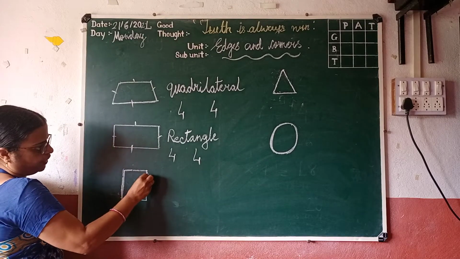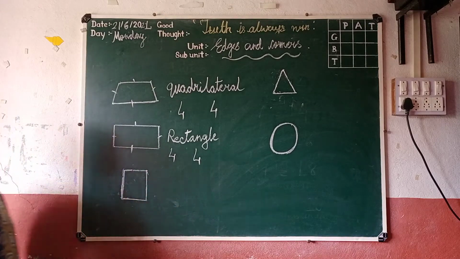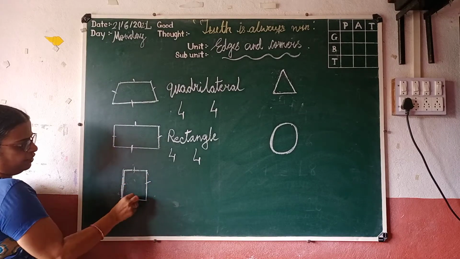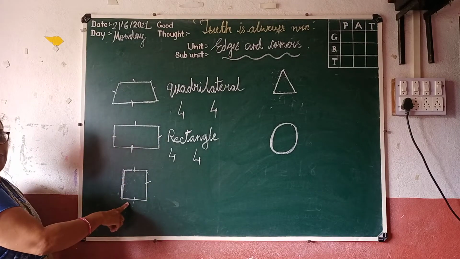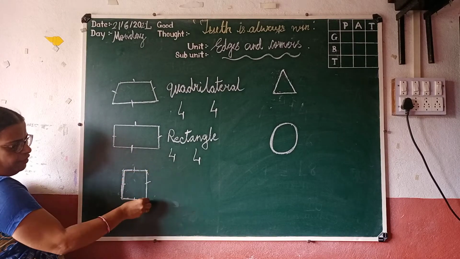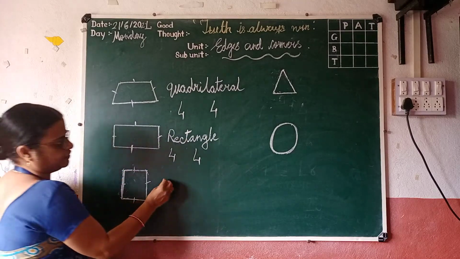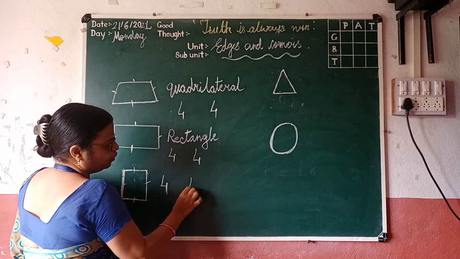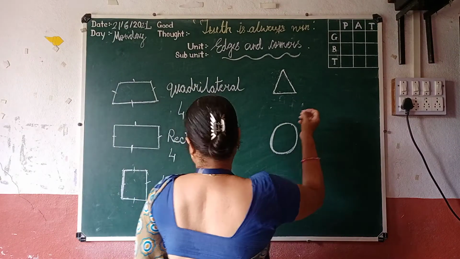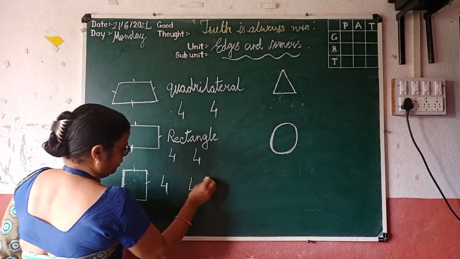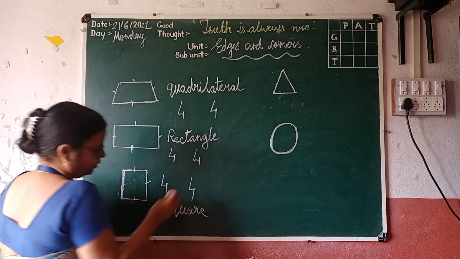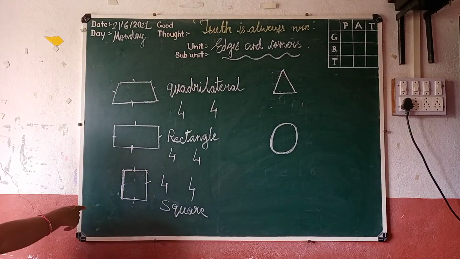So while drawing, you have to take a scale and draw it, student. So look here, edges 1, 2, 3, 4. These are the edges of the square. And corners 1, 2, 3, 4. These are the corners. 4 edges and 4 corners. Same way, the next figure. So you have to write here: the name of the figure is square.